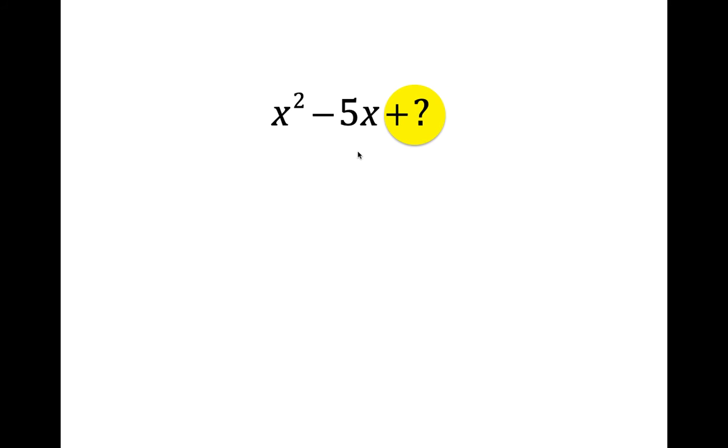squared. This one's a little bit trickier because it's going to be a fraction, but don't let that throw you off. You're going to take this minus 5 and divide it by 2, which is a fraction, and you square that, you'll get 25 over 4. And this one came from x minus 5 over 2 all squared.